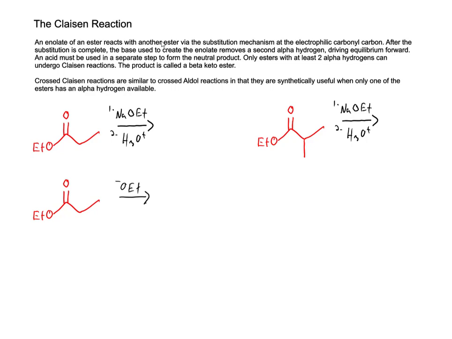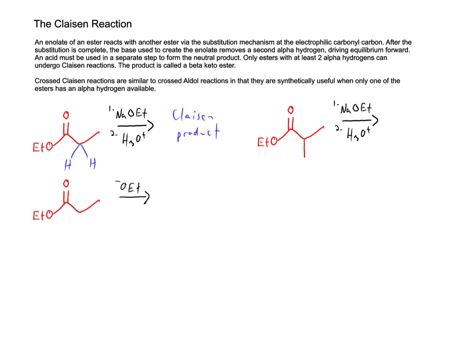In this top line here, I have two different possible reactions. Now notice in the first one that at the alpha carbon position I have two alpha hydrogens. That means when we do this, we will get a Claisen product.